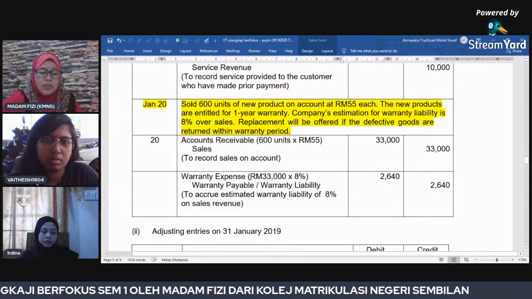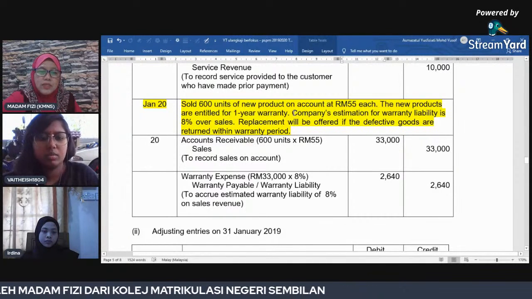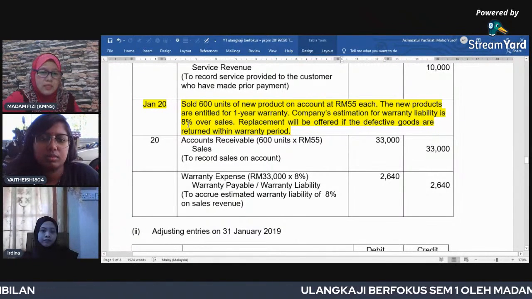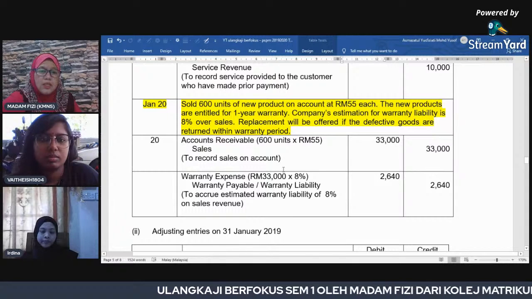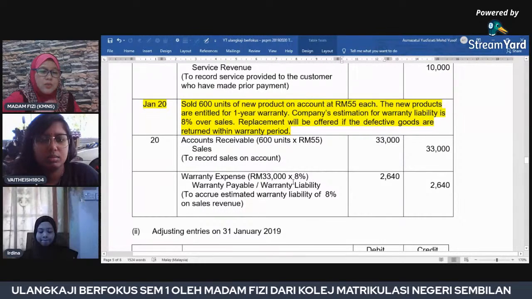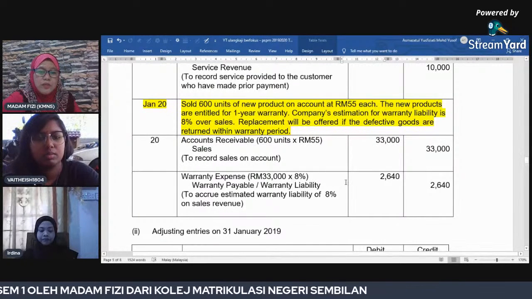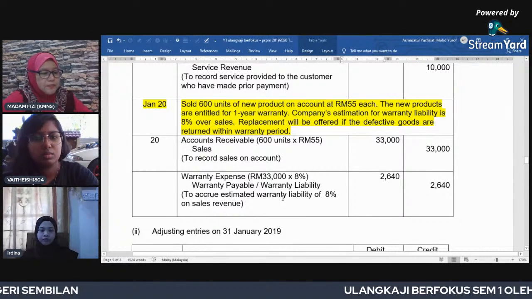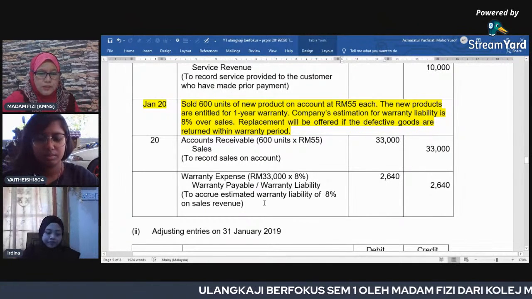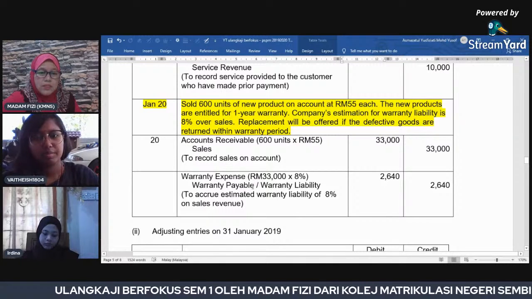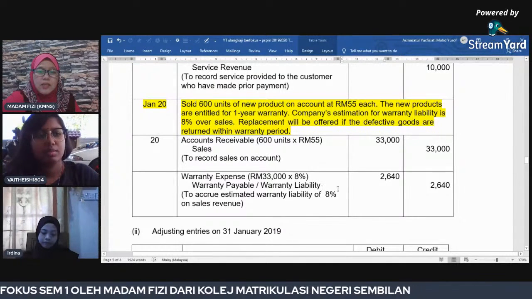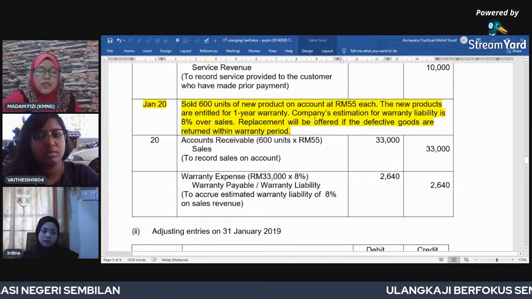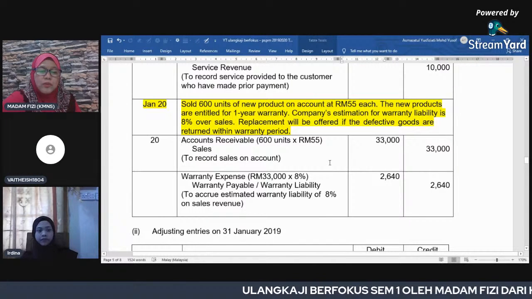So how did you get the warranty expenses? Just now we read that the company estimation for warranty liability is 8% over sales. So our sales is 33,000, multiplied by 8%. So we got warranty expenses 2,640. Betul tak? Cuba kira. Okay, correct. And then credit warranty payable or warranty liability 2,640.